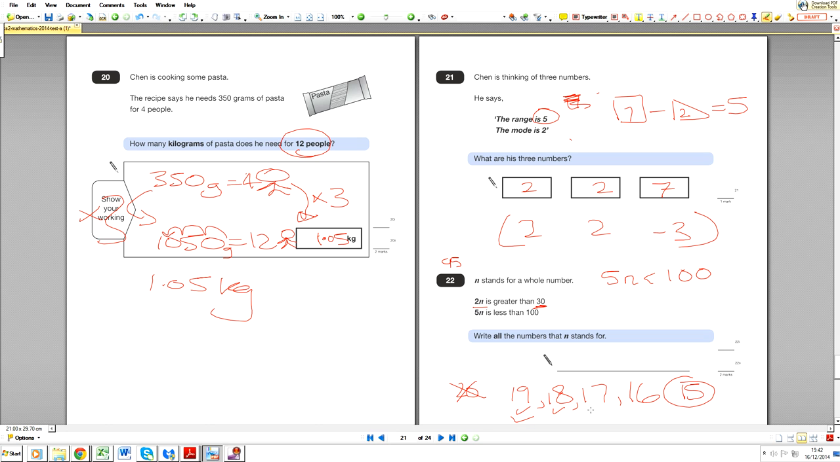What about 2 times by 17? 34. 2 times by 16 is 32. And 2 times by 15 is? 30. So it can't be that one, because it says greater than 30, not equal. Okay, so the numbers that we can have here are 19, 18, 17, and 16.